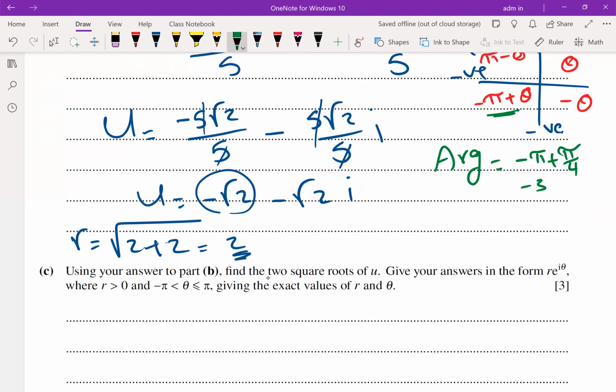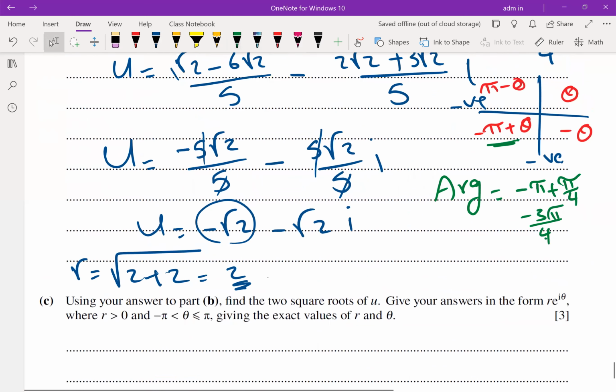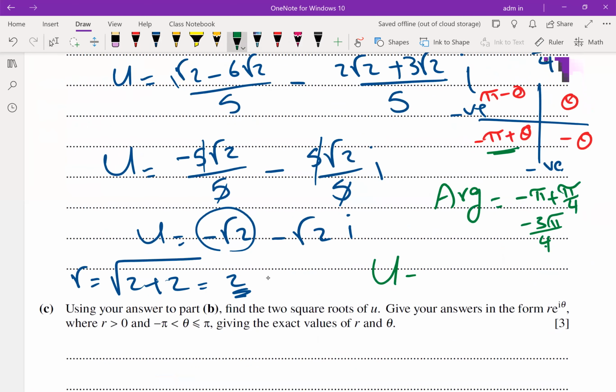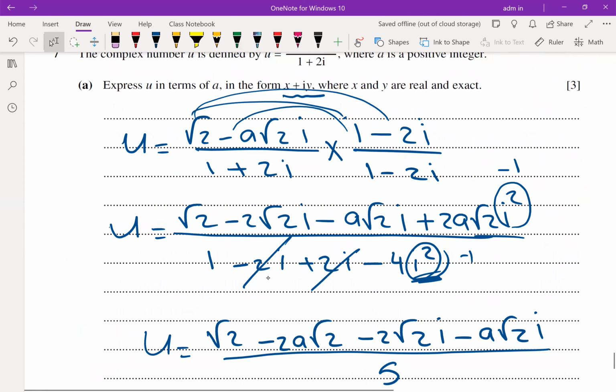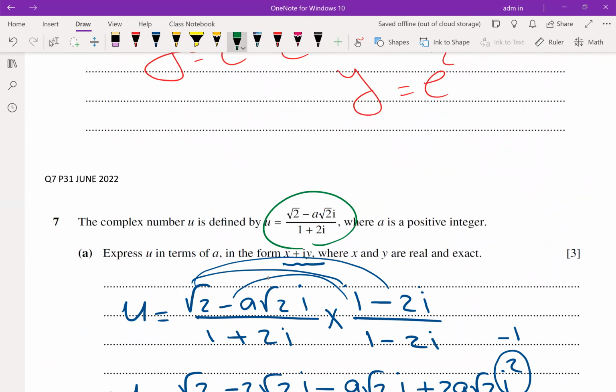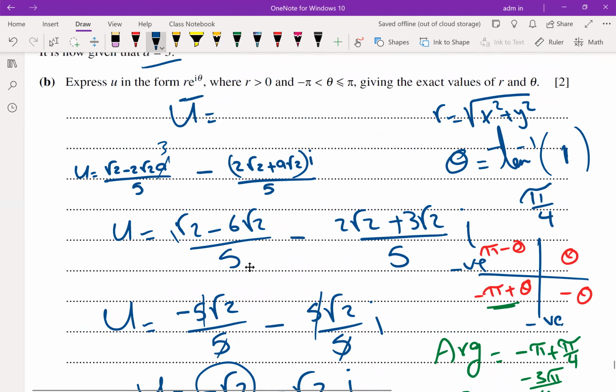So simplify, it will be 3 pi over 4. So now the final answer in r e to the power of i theta form: the complex number is 2 e to the power of negative 3/4 pi i. You can start your question from this part: remove a and cancel, write it 3, then multiply by the conjugate, then simplify. Now this is the final answer.